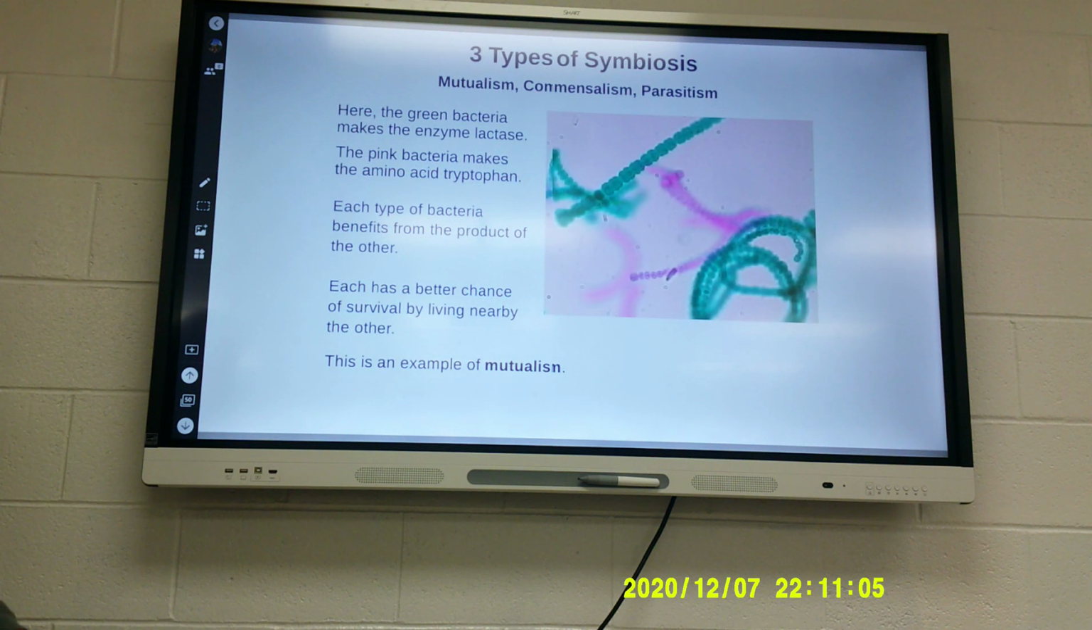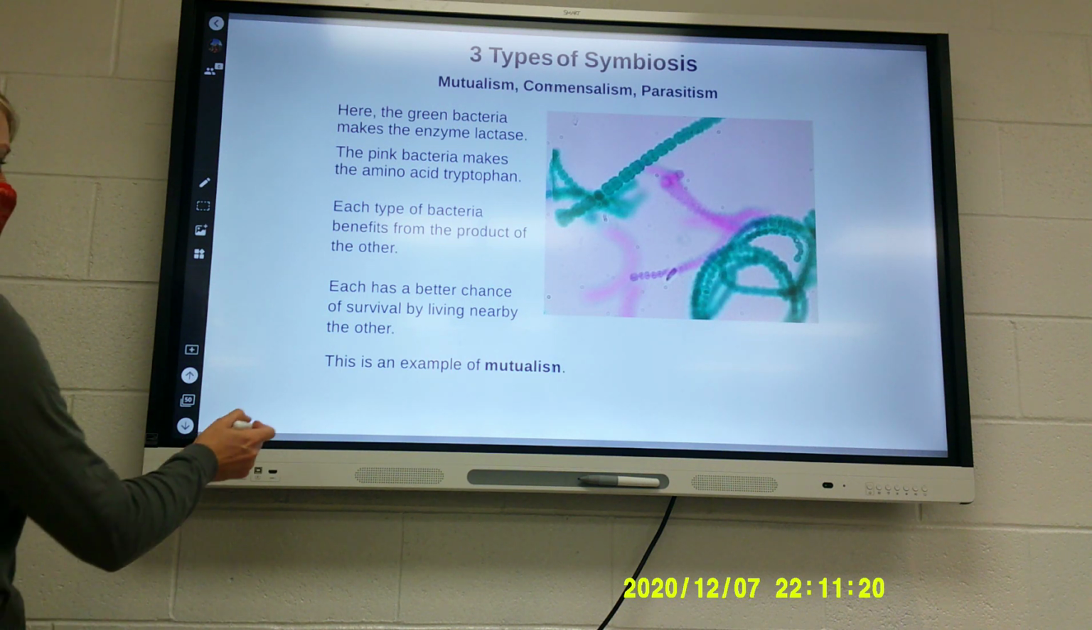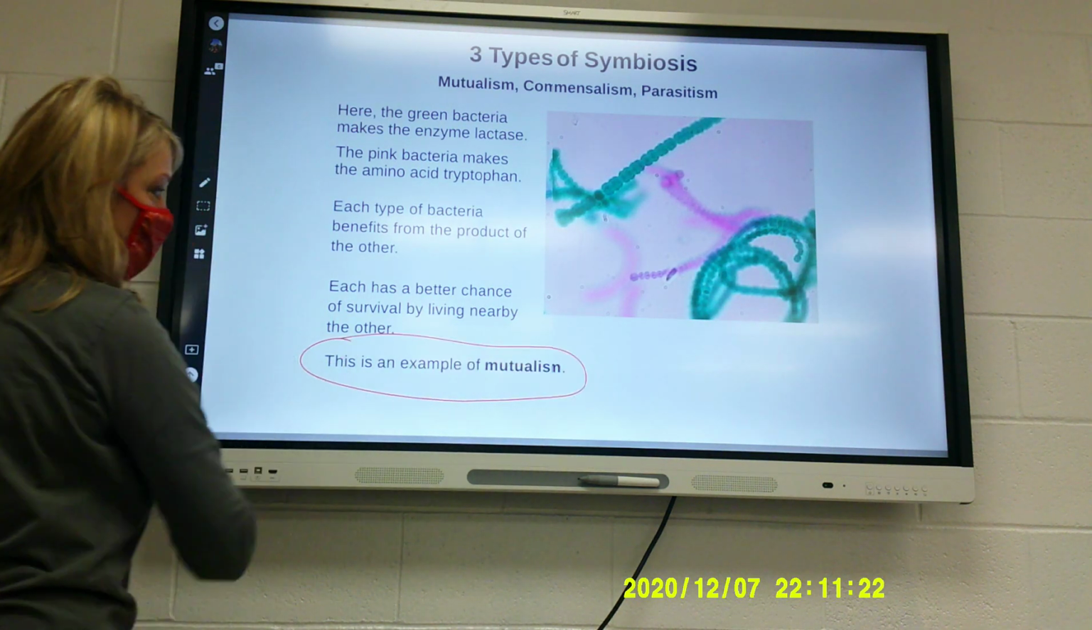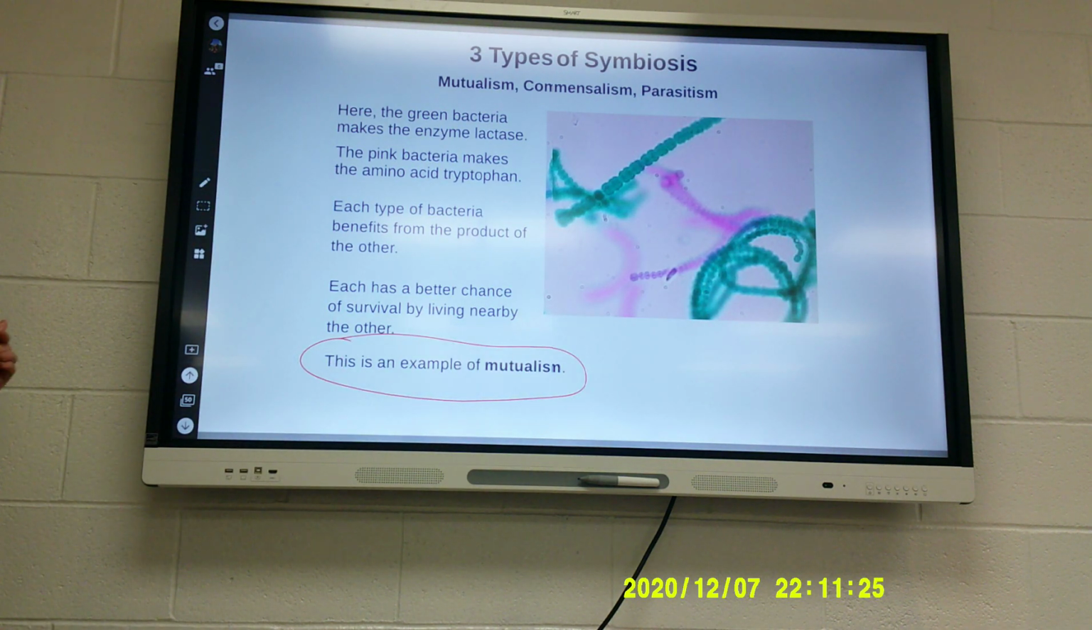Mutualism, commensalism, and parasitism. Here, the green bacteria make the enzyme lactase. The pink bacteria make the amino acid tryptophan. Each type of bacteria benefits from the product of the other. Each has a better chance of survival, so therefore it is mutualism. Both groups benefit.